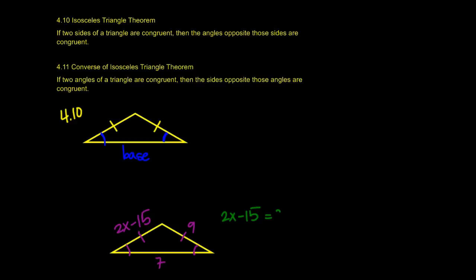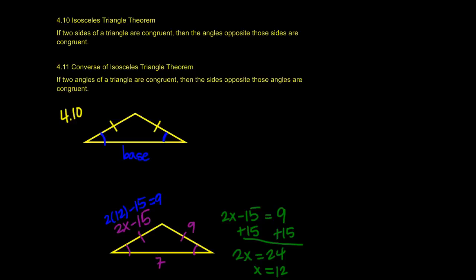We can solve this with a couple of steps, can't we? We'll add 15 to both sides and then divide by 2. Adding 15 to both sides of my equation leaves me with 2x equals 24. Dividing both sides by 2, I see that x is equal to 12. So when x is 12, we want to make sure that this side is 9. 2 times 12 is 24, minus 15 is 9, so that checks. So we have our isosceles triangle.